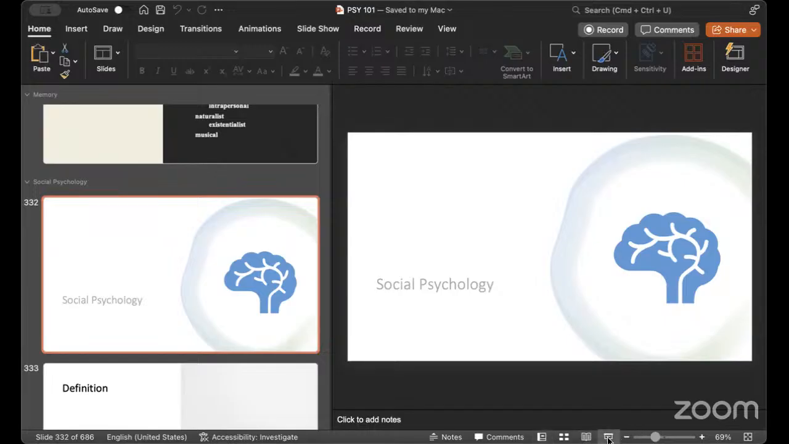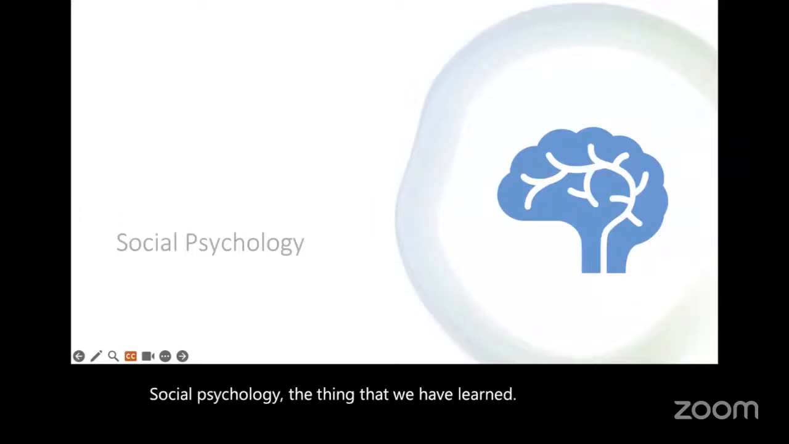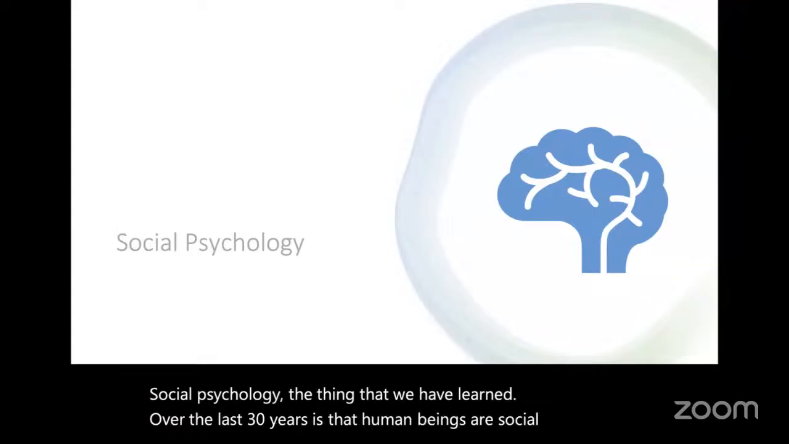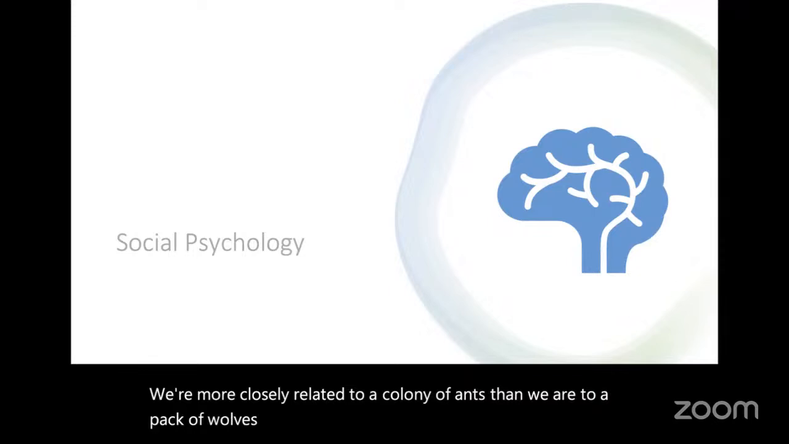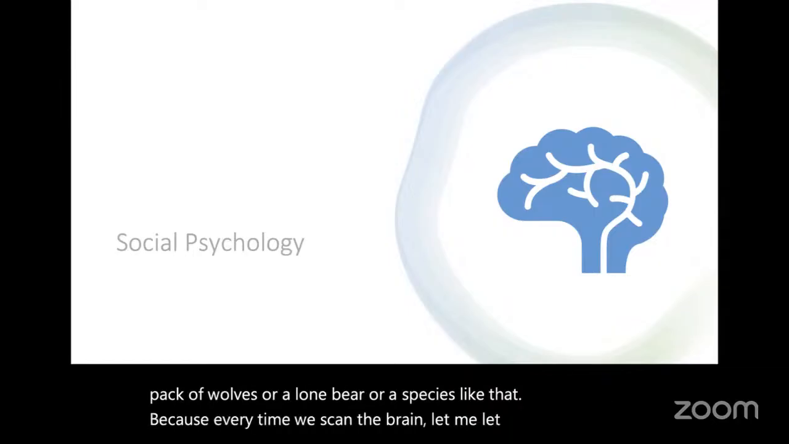And to kind of start this lecture on social psychology, the thing that we have learned over the last 30 years is that human beings are social beings. We're more closely related to a colony of ants than we are to a pack of wolves or a lone bear or a species like that. Because every time we scan the brain, let me put it in this perspective.